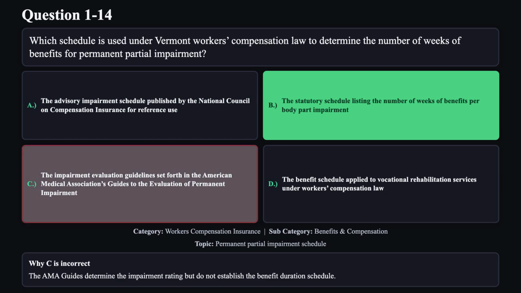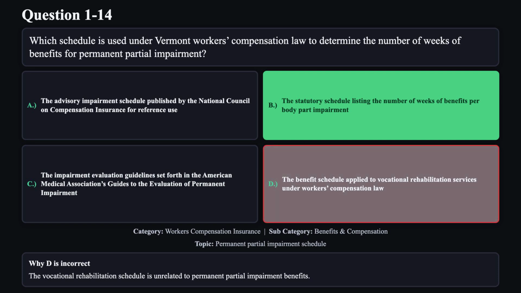Reason C is not correct. The AMA guides determine the impairment rating, but do not establish the benefit duration schedule. Reason D is not correct. The vocational rehabilitation schedule is unrelated to permanent partial impairment benefits.